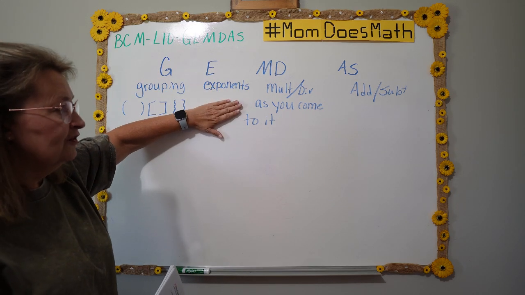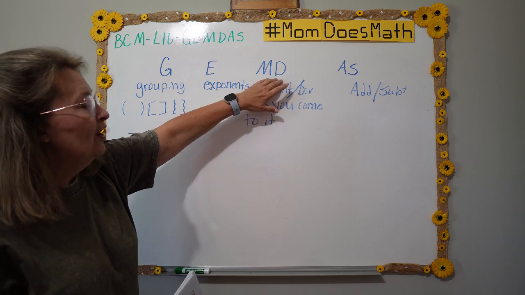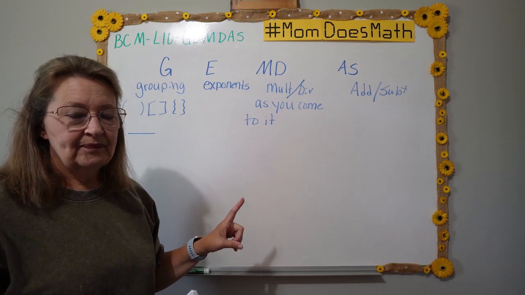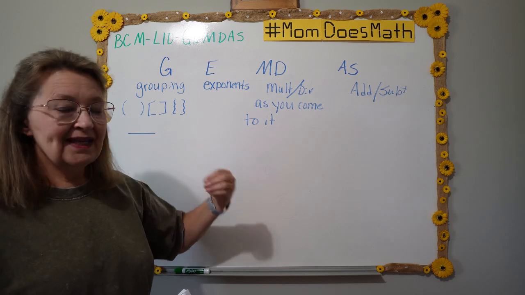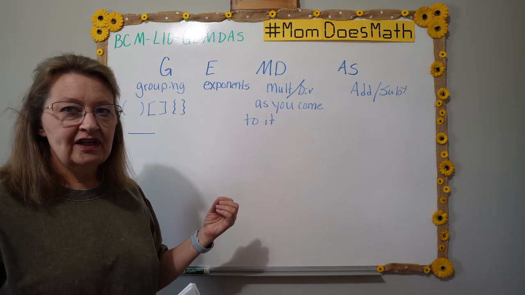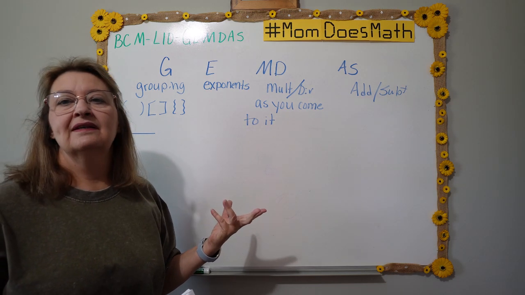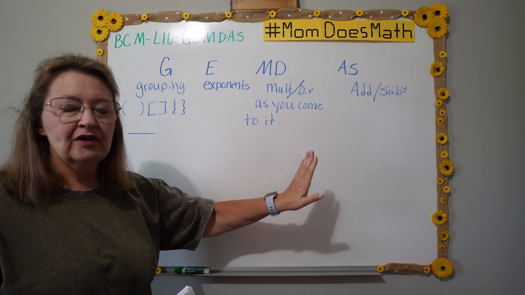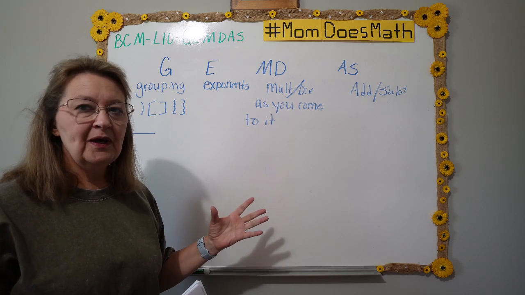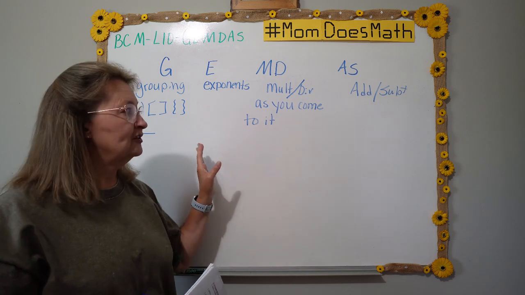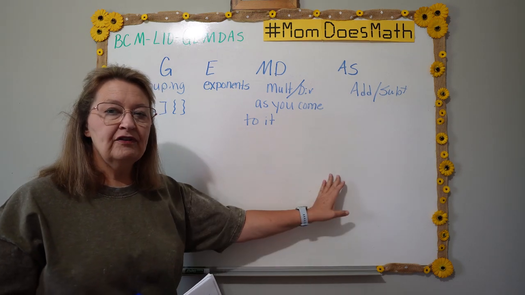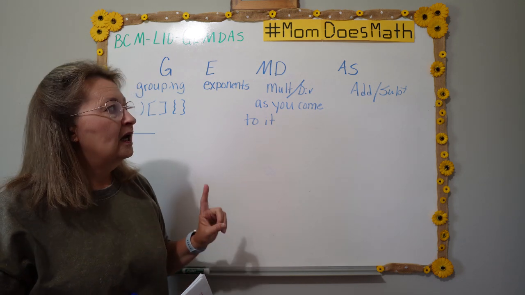The E stands for exponent. Now, MD, this is where most people make mistakes. The technical definition of this step says multiplication or division as you come to it from left to right. Many people want to go through a problem and do all the multiplication and then come back and do all the division, and that is not right.